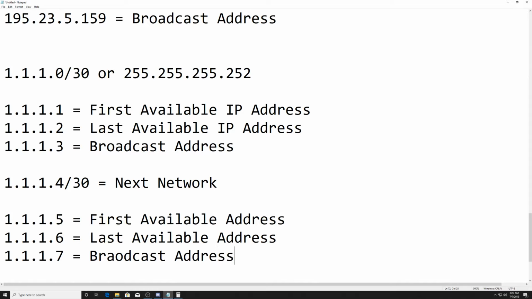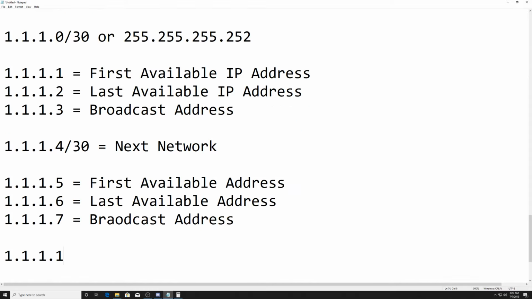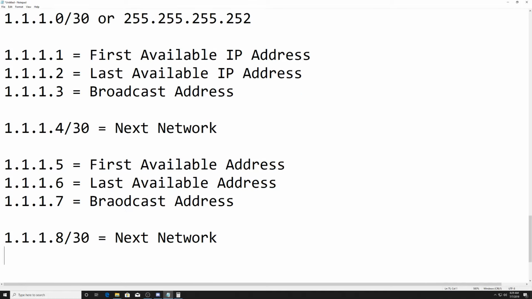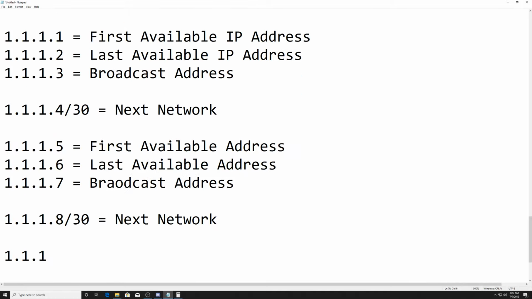And we'll do one more dealing with this one. 1.1.1.8/30 equals the next network. Remember, this network, the /30, can hold 64 networks, and the reason it can hold 64 is that the number of addresses it has in each network is smaller than the larger ones, like your /26 or /27 or whatnot. So, anyways, you guessed it, .9 is the first available IP address that you can use.